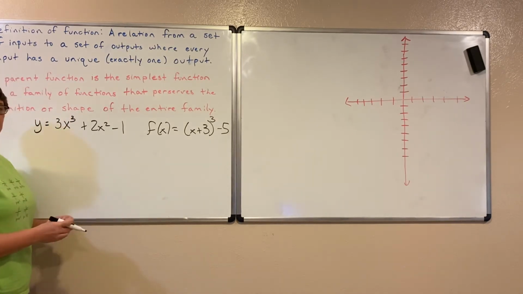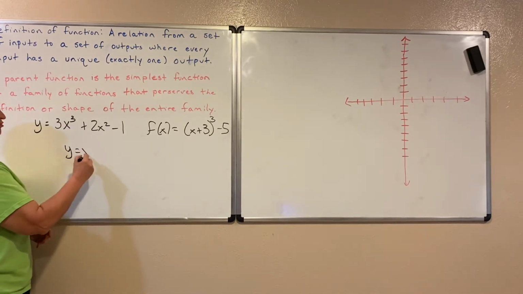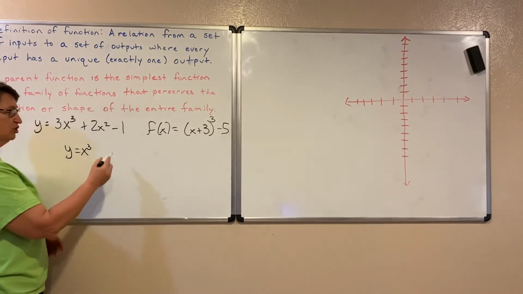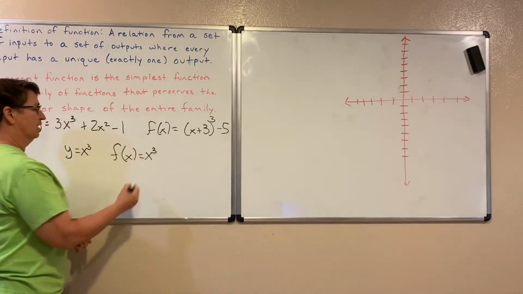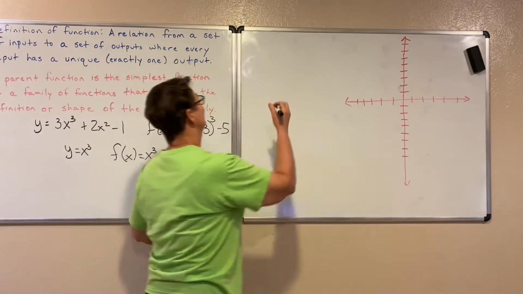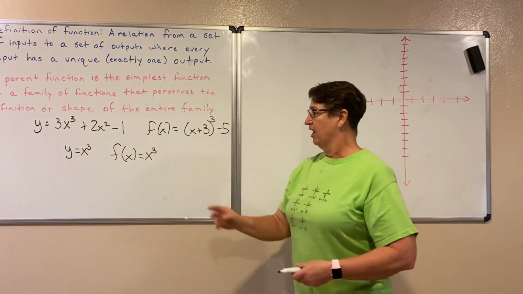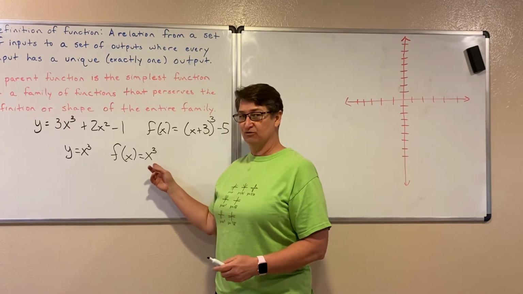And the simplest form of that type of function is just y equals x cubed, or in function notation, f of x equals x cubed. And we're going to look at the graph of that function. So first, let's talk about the domain of the function, in other words, our x values.